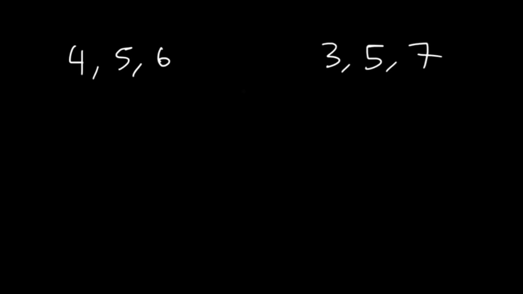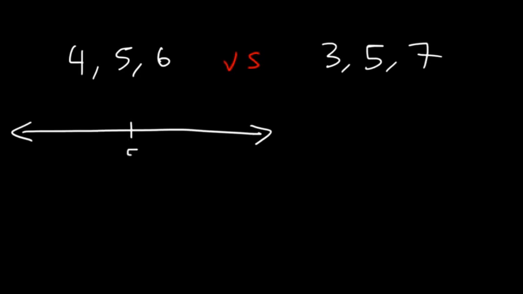What would you say? Well, you need to understand the basic idea of standard deviation. You need to know what it measures. Standard deviation tells you how far apart the numbers are related to each other. So the more spread out they are, the greater the standard deviation. 4, 5, and 6 are closer to each other than 3, 5, and 7. And you can tell if you plot them on a number line. Let's put 5 in the middle.